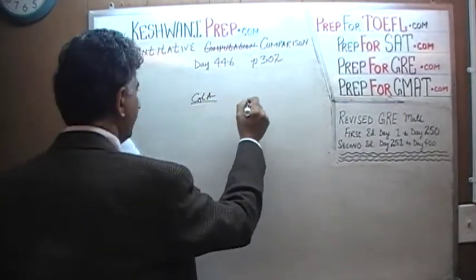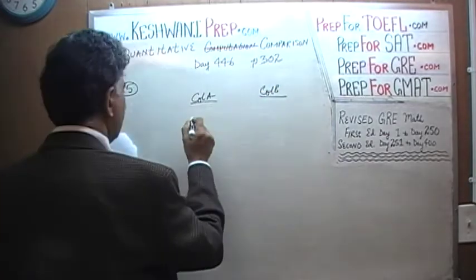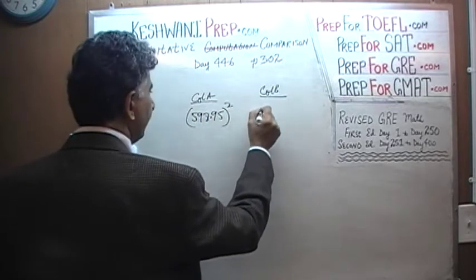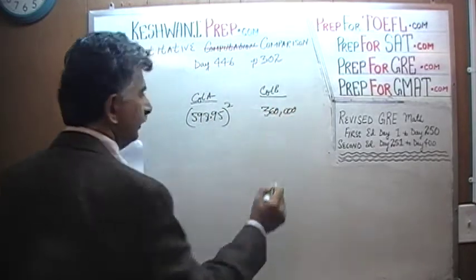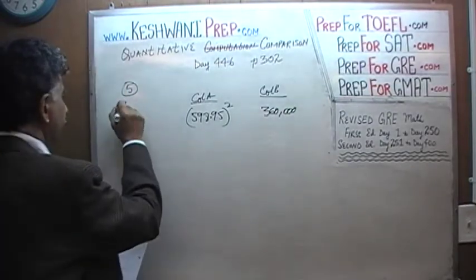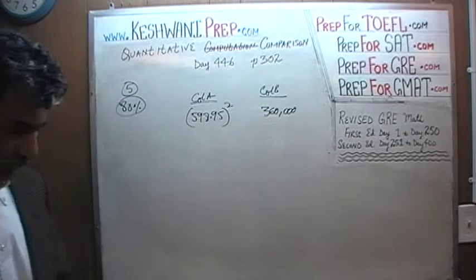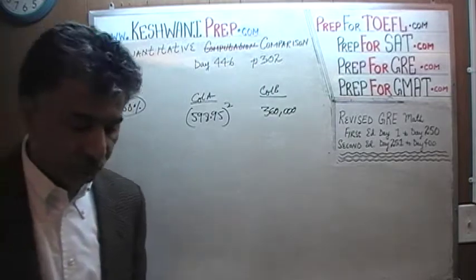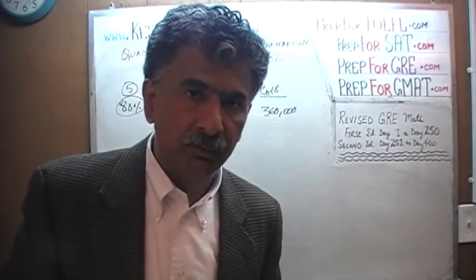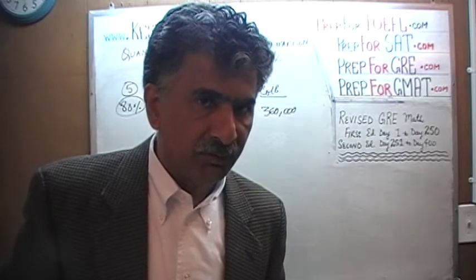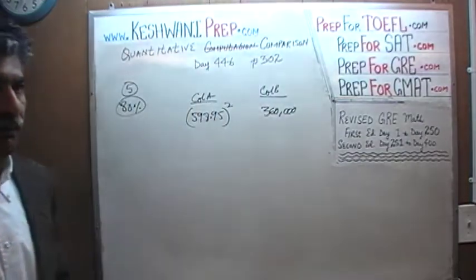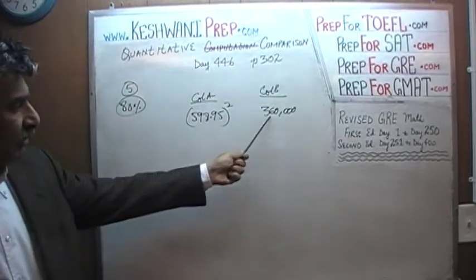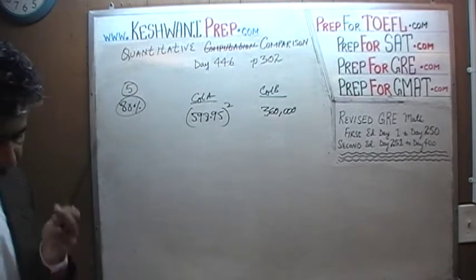Column A, column B. 598.95 squared versus 360,000, and this was 80%. Again, I insist, as always, that you do it yourself. Always do the problem yourself first before you watch the rest of the video. Compare your work, what you do yourself, with the work that we do together. Do you understand? I'll give you 5 seconds to pause and unpause the video. Do the problem yourself. 598.95 squared versus 360,000.